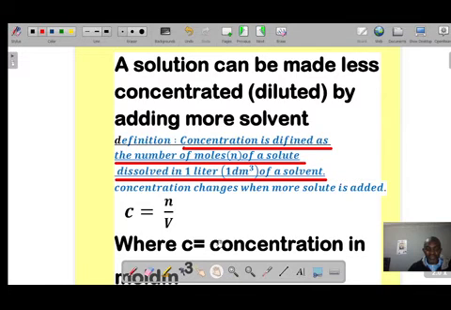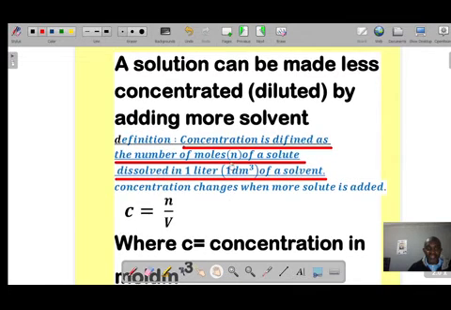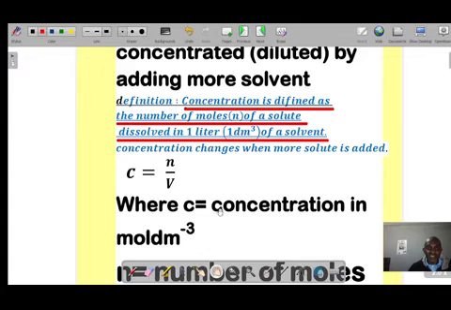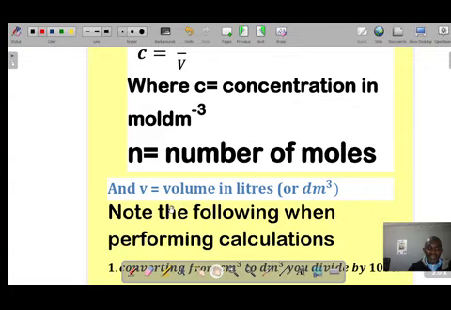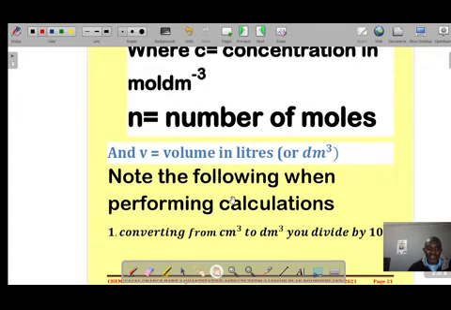Because of the importance of the units, we always have to convert any given volume to the standard, that is SI, the standard international unit. So C is the concentration in moles per decimeter cubed, N is the number of moles, and V is the volume, which must be in liters or decimeters cubed. So note the following when performing our calculations.